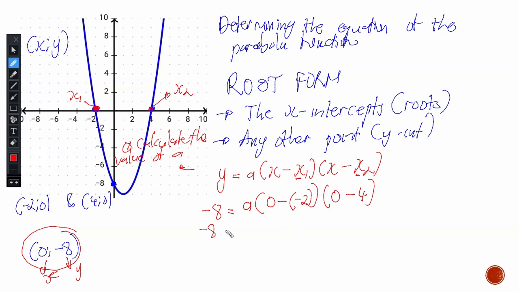Now, obviously, you do understand this is -8, and then A, the 0 minus it's 0 plus 2, right? Because negative times negative is positive. So 0 plus 2, that's going to be 2. And then 0 minus 4, that's going to be -4, right? Now, obviously, you need to multiply this. So I have -8, and then 2 times -4, that's -8A. Then divide both sides by -8. Then my A is going to end up being 1, right? Now that I have the value of A, so I'm done with step number 1.